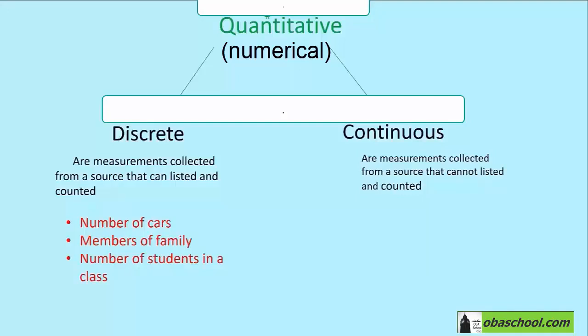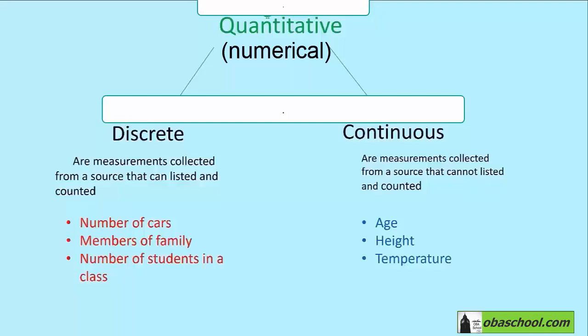While continuous data are measurements collected from a source that cannot be listed and counted. It's basically something that you cannot put on paper since it is not countable, such as age, height, and temperature. You cannot say that this person is 16 years old and is going to stay 16 forever, since he or she is going to grow up with age. Same thing goes for height, since height is not stable and also changes with time. And also for temperature, since temperature is not stable all year around.